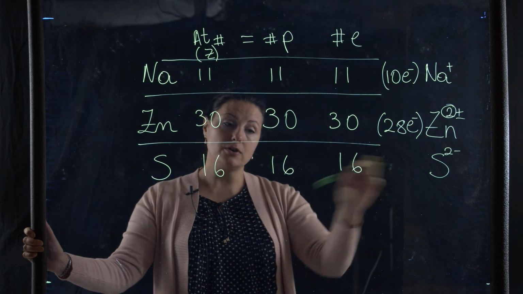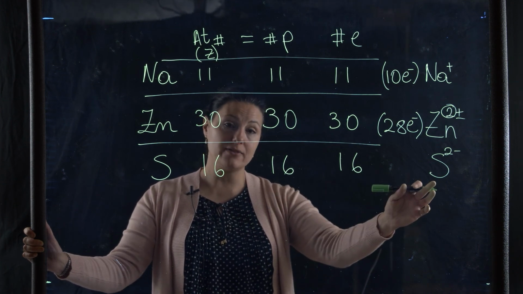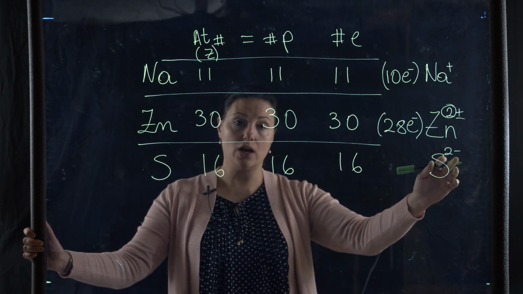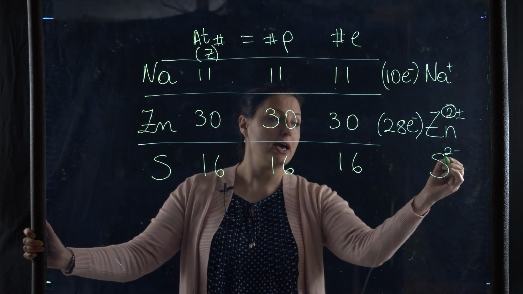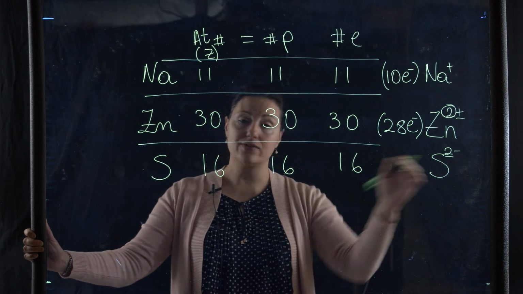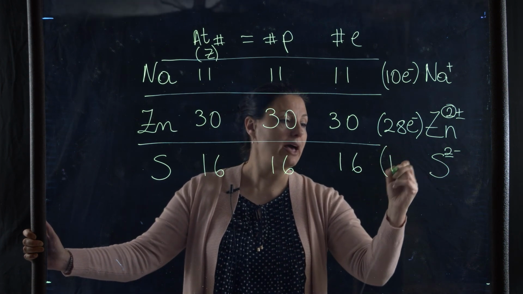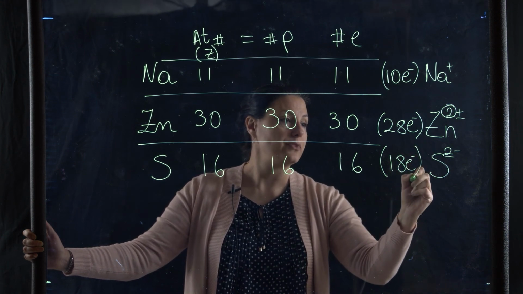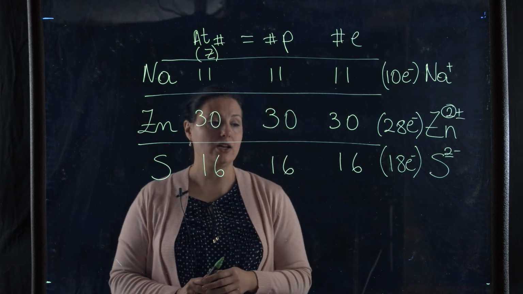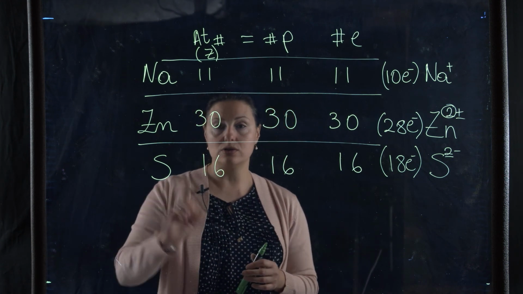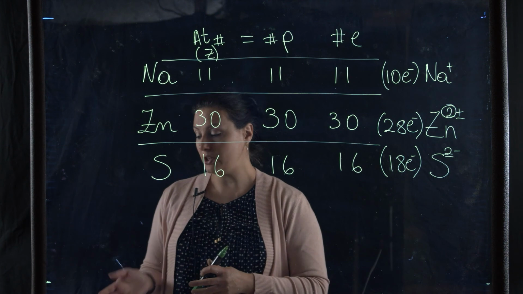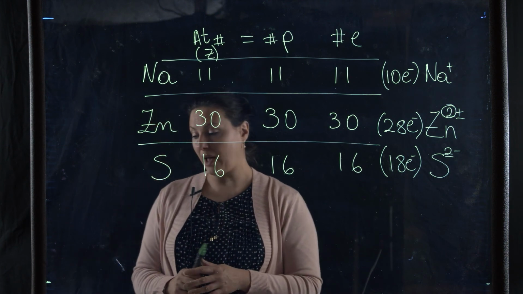In the case of sulfur, I have 16 protons, but I have more electrons than protons to give me a negative charge. That negative tells me I have more electrons, and the 2 tells me how many more electrons I have than protons. Because I have 2 more electrons, I will have 18 electrons. Or sulfur 2-, S2-, has 18 electrons instead of just 16, like the neutral sulfur does. Okay, I will erase this and then we will continue on with the problems in the next slide.